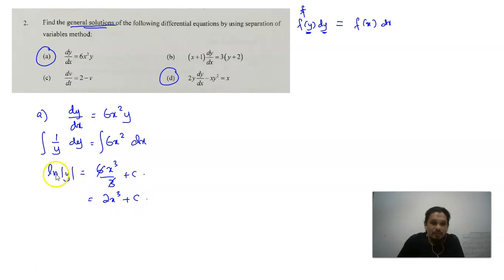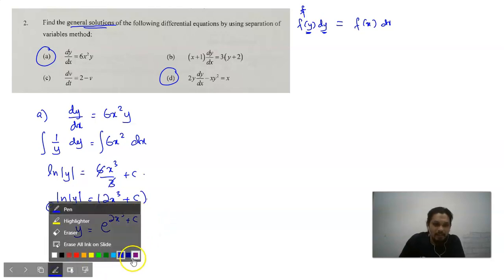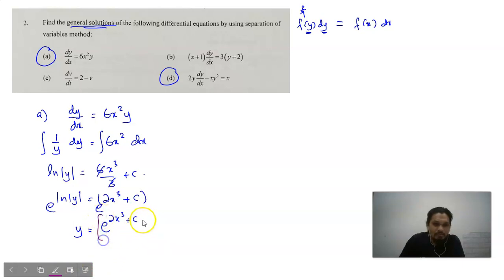To eliminate the sign of ln here, we come up with the constant of Euler's constant e. So it is something like this, natural log of y, with the constant e here. So then y equals e to the power of 2x cubed plus c. Okay, look at this one here now.